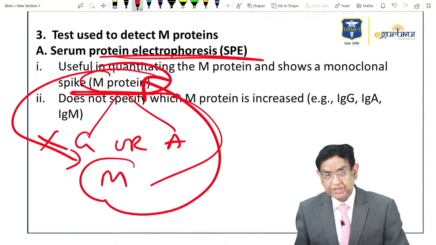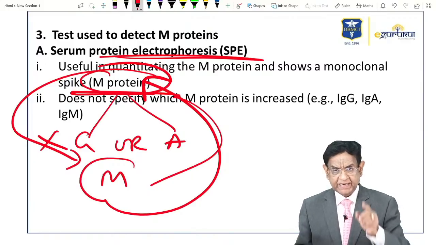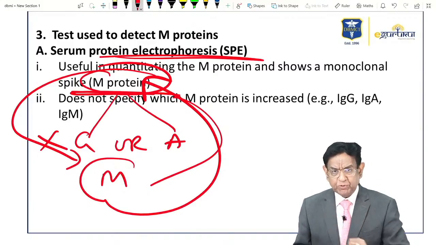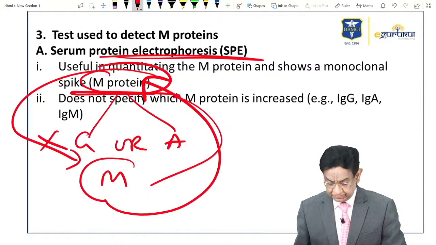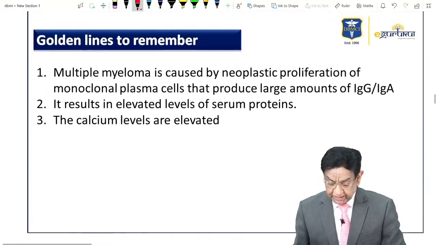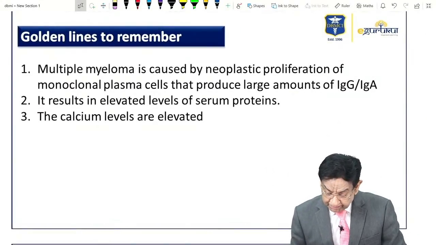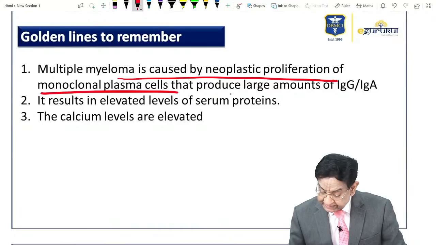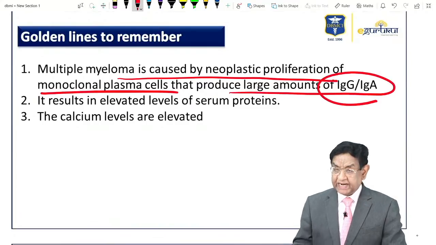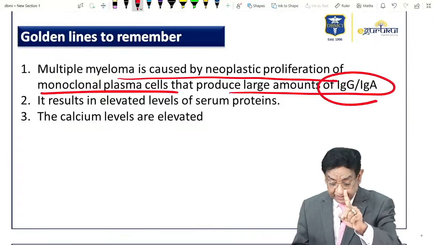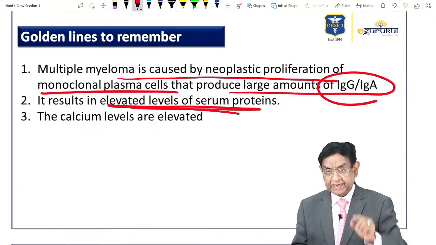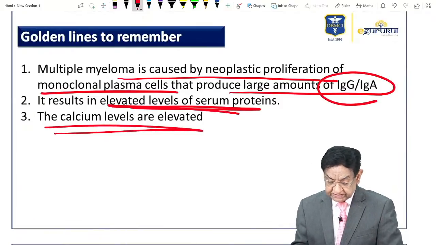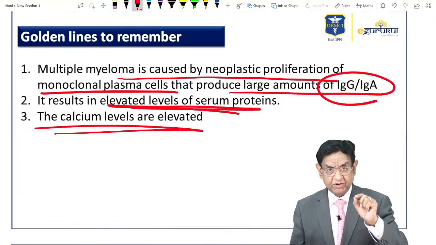So if I ask you, which M protein is raised in multiple myeloma, IgG or IgA? Which M protein is raised in Waldenstrom macroglobulinemia? IgM. I hope things are clear to you. Friends, golden line to remember: multiple myeloma is caused by neoplastic proliferation of the monoclonal plasma cell that produces large amounts of IgG or IgA, not both. That results in increased serum total protein, and calcium levels are elevated. They are the golden lines to remember.